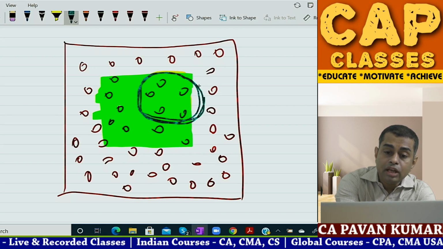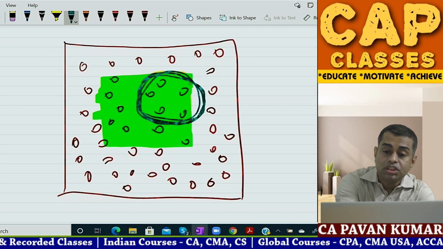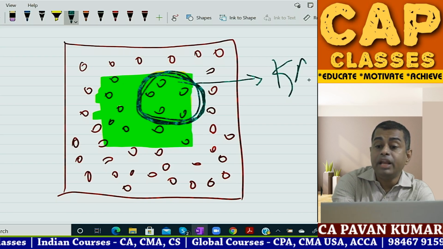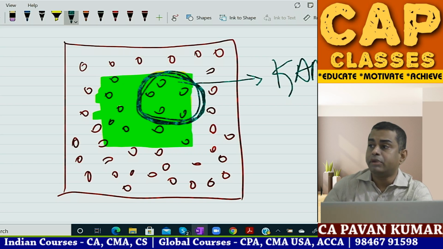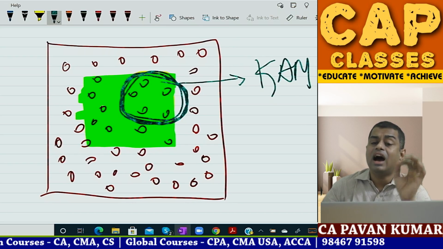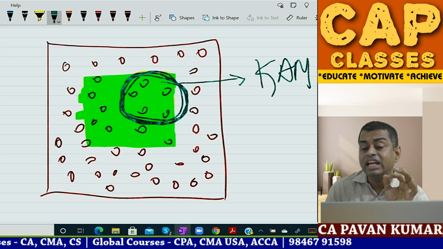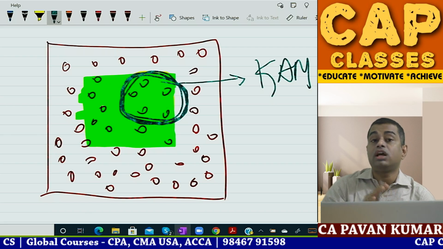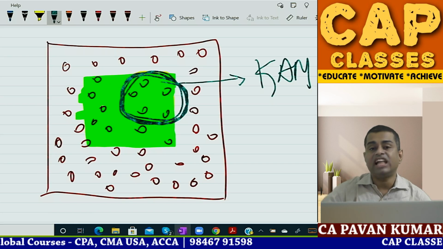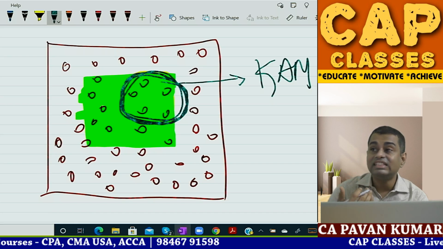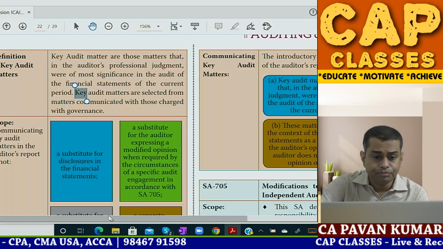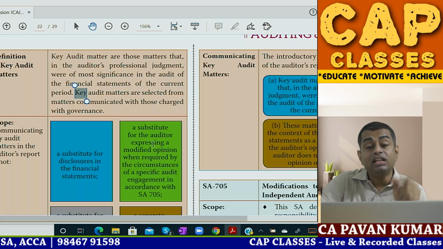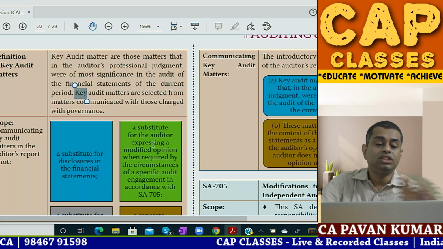And out of the matters communicated to those charged with governance, these 5 matters are, in my professional judgment, the most significant items to be communicated to shareholders. If I am not communicating this to shareholders, this is injustice. There is no transparency. Shareholders will never come to know this. That is the reason I want to communicate this. So basically CAM will be taken from the matters that are communicated to those charged with governance.